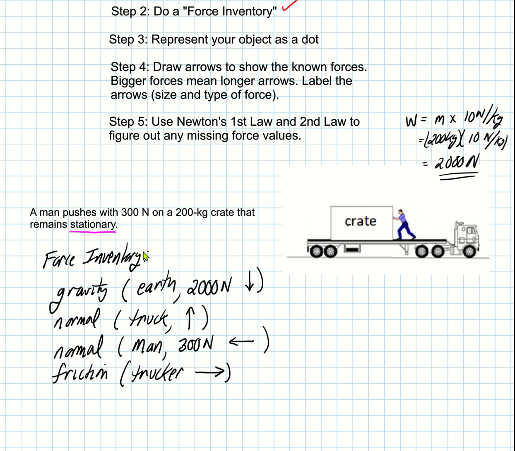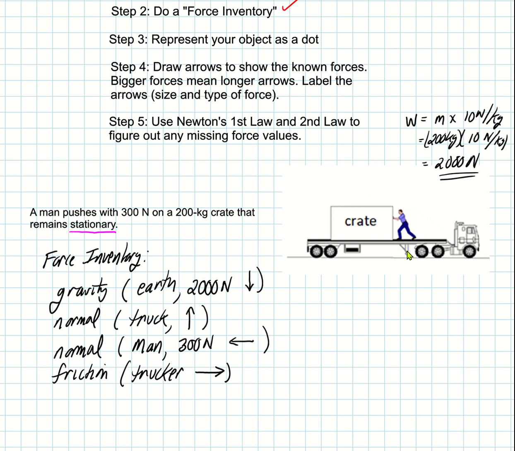Okay, so this crate is in air, and we're not used to thinking of this, but the air around the crate creates an upward buoyancy force. It's the force that is why we see a helium balloon going up in the air. But that force is tiny compared to gravity and the normal force up, so I'm going to ignore it.